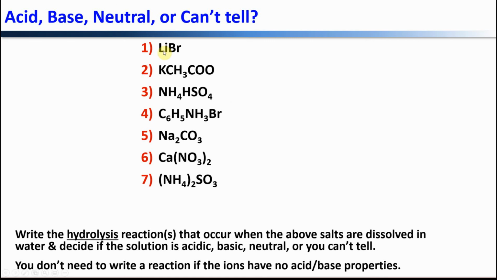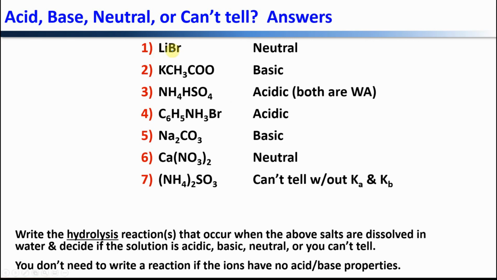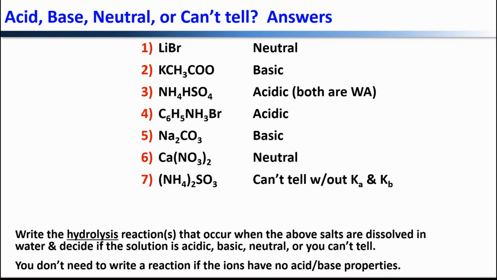All right, LiBr, well, that kind of gave up the ghost. LiBr is neutral, why? Lithium and bromine. One would form a strong base, the other would form a strong acid. Let's cross out anything that we know won't do anything. And neutral, because it would make a strong acid and a strong base.